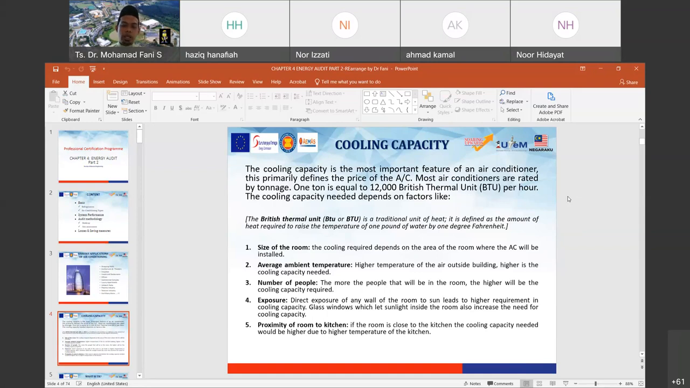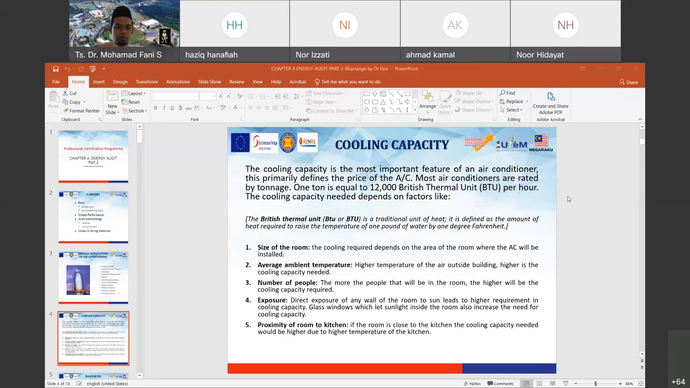Exposure: direct exposure of any wall of the room to the sun leads to a high requirement in cooling capacity. So if your room faces the sunrise, you need to consider that this room will have a high temperature later on because of the effect from the sun, which leads to a high requirement of cooling capacity. I think the contractor should consider this during designing the home. How to avoid facing the sun is important, especially for the master bedroom and other bedrooms. So please consider direct exposure if you want to buy an aircon for the room.